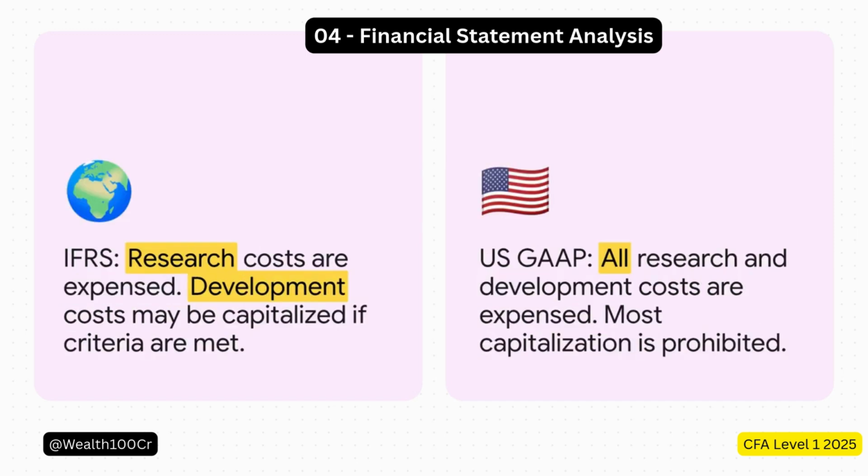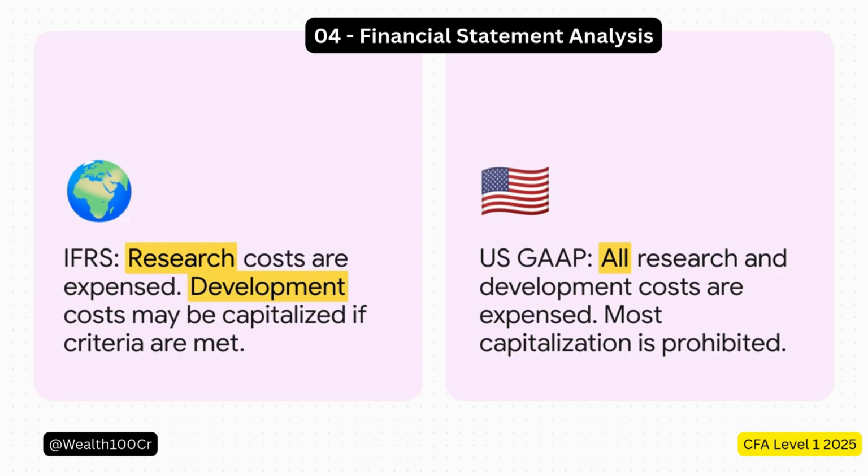Okay, for the exam, you need to tattoo this on your brain. The huge difference between IFRS and US GAAP for R&D. Under IFRS, it's a two-stage process. The research phase costs, those get expensed. But once you hit the development phase and things get serious, you can actually capitalize those costs as an asset. Now, under US GAAP, it's way simpler. Almost all R&D is expensed as it happens.